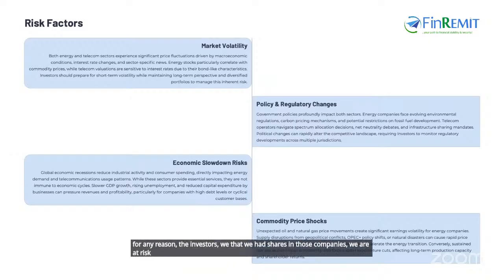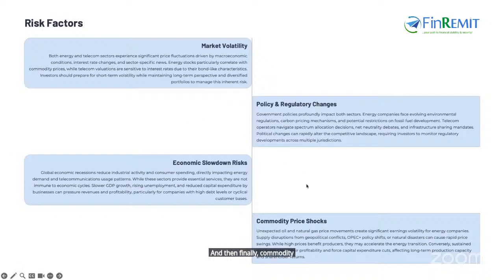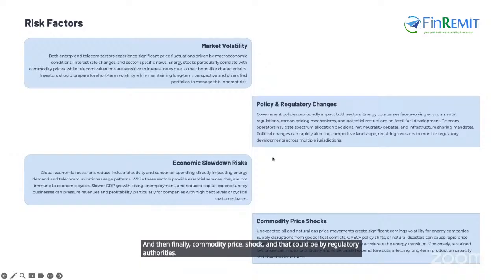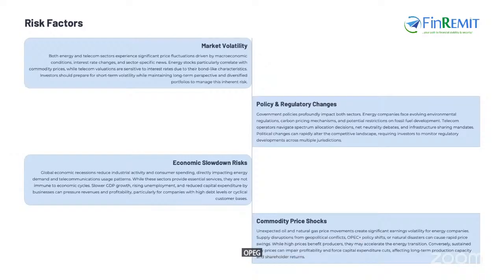Economic slowdown risk. There is also some possibility of economic slowdown risk. And then finally, commodity price shock. And that could be by regulatory authorities, like we know OPEC and some other global bodies determine the prices of fuel.